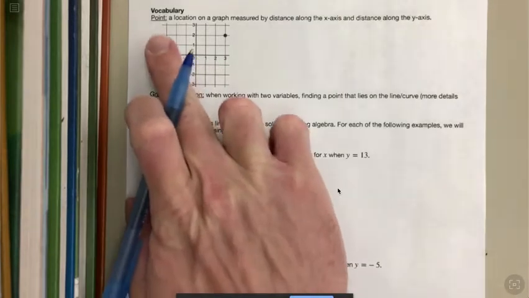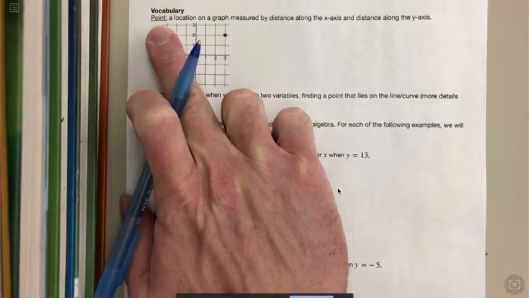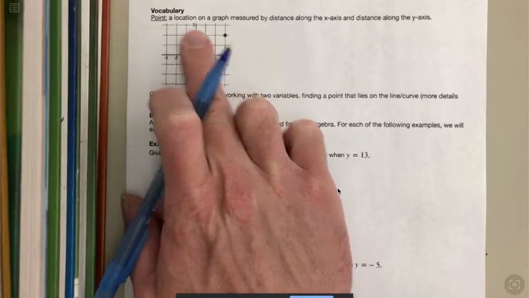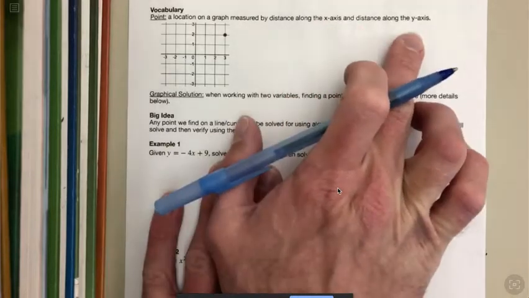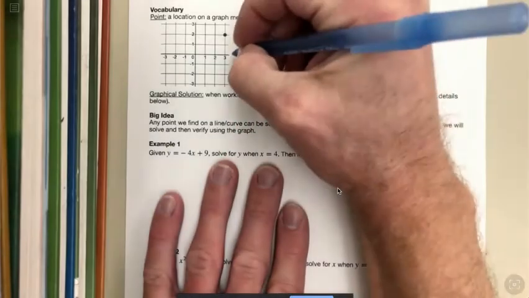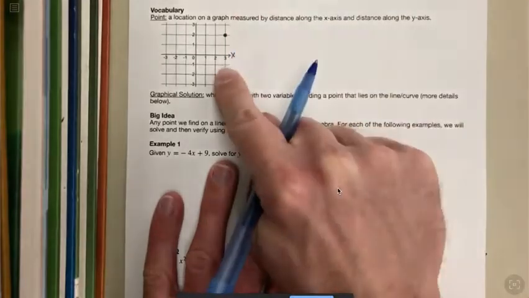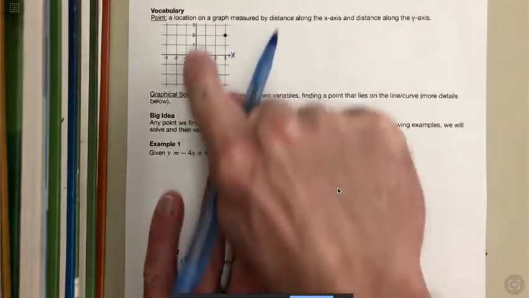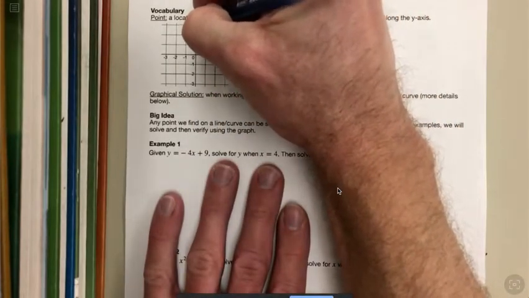So the first thing I want you to think about is, what is a point? At its most basic level, it's a location on the graph, and we measure it by saying where is it along the x-axis and where is it along the y-axis. Just remember that your horizontal axis, your left and right, is your x-axis. Your up and down axis, that's your y-axis.